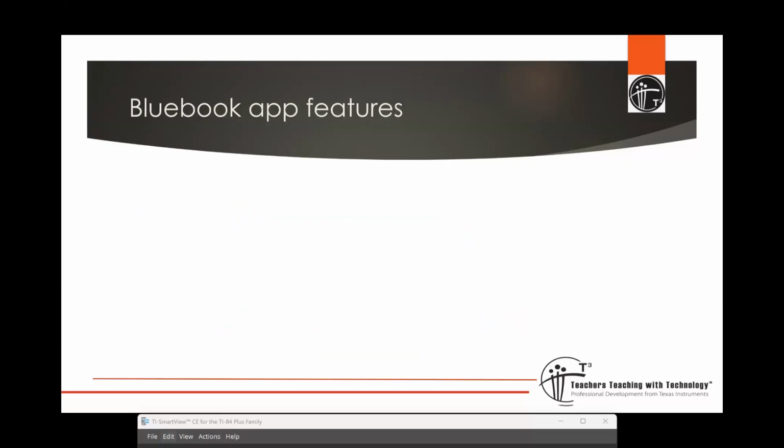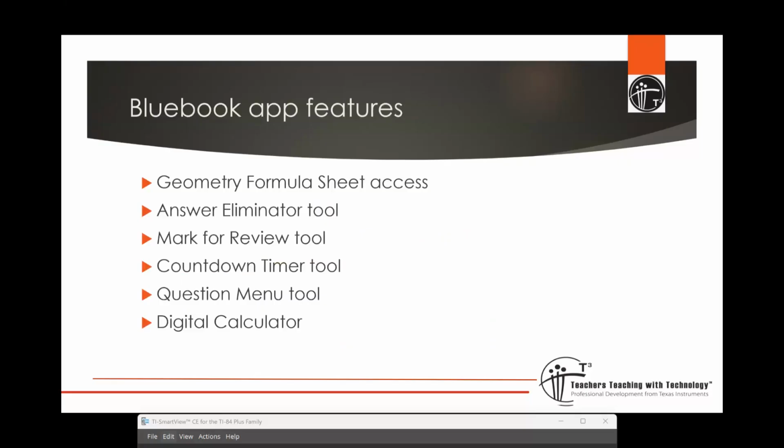Right. And then the Blue Book app, you want to talk about this, Scott, the different features? Yeah, if we have time at the end, I have the Blue Book app installed on my computer, and I'll run through some of these different features. But these are what we think of as the main features that students could use. There's a geometry formula sheet they have access to at all times.